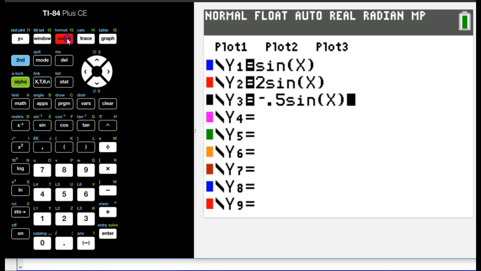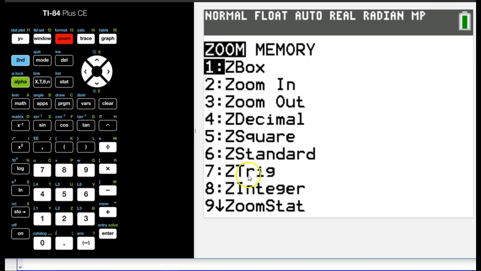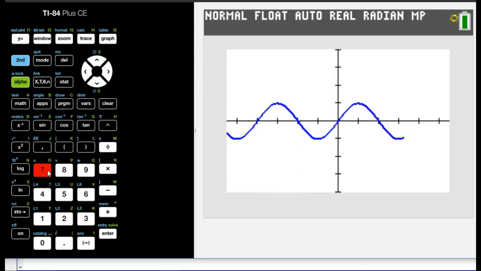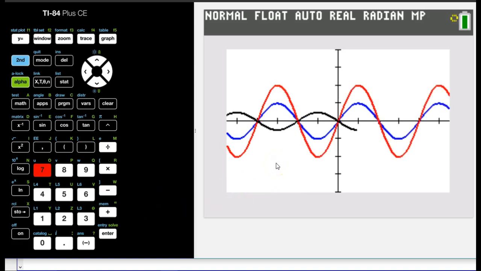There's a special zoom for trig, and it's called Z-trig. It's choice 7. That's going to give you a nice graphing window. So there goes our regular function, our 2 sine x, and then finally our negative 1/2 sine x.